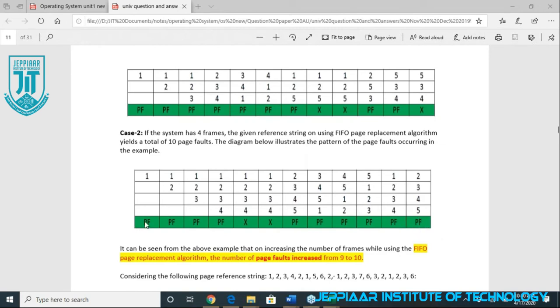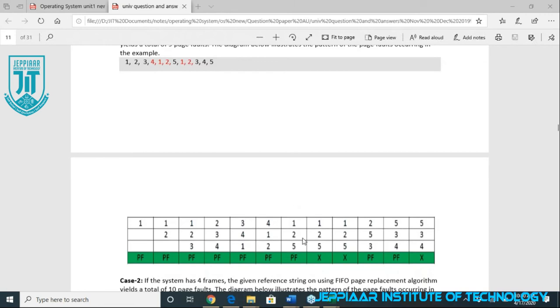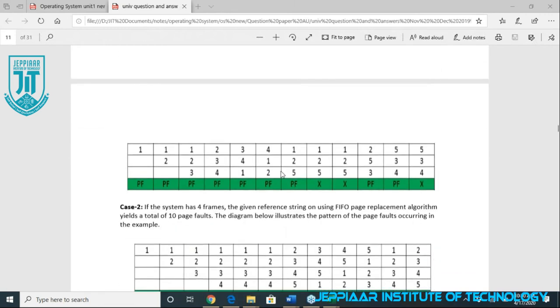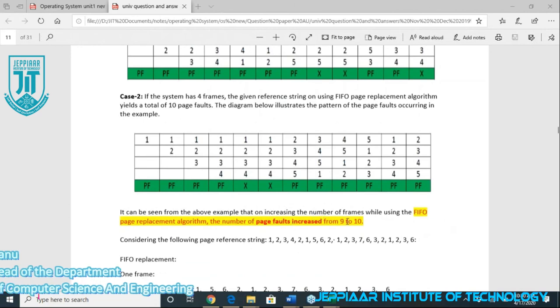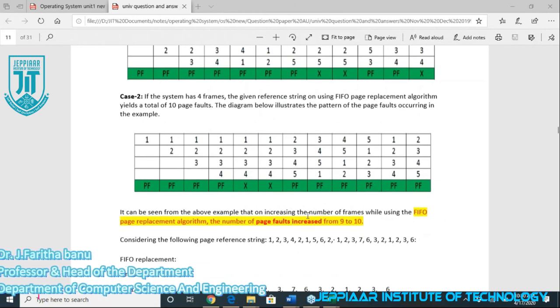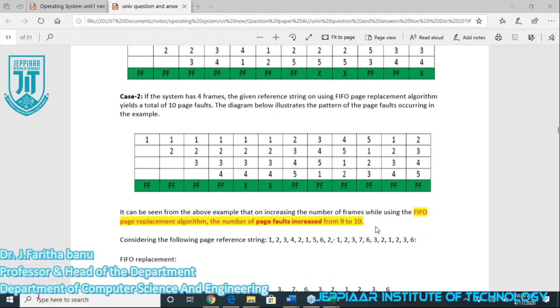So count the page faults here: 1, 2, 3, 4, 5, 6, 7, 8, 9, 10. With frame size 3 we received 9 page faults. With frame size 4 we received 10 page faults. So the page faults increase from 9 to 10 as we increase the frame size. This situation is called Belady's anomaly.